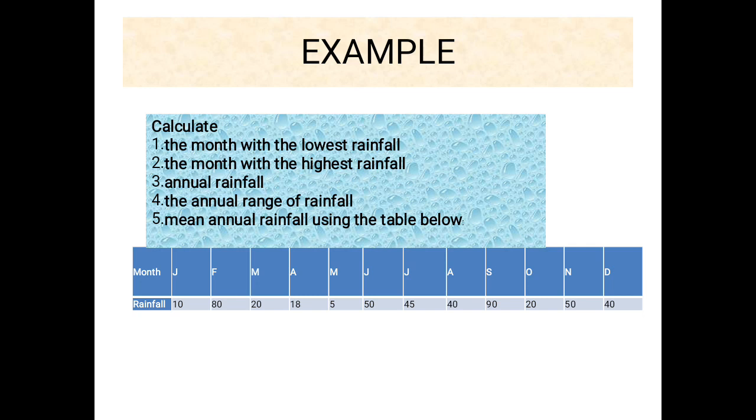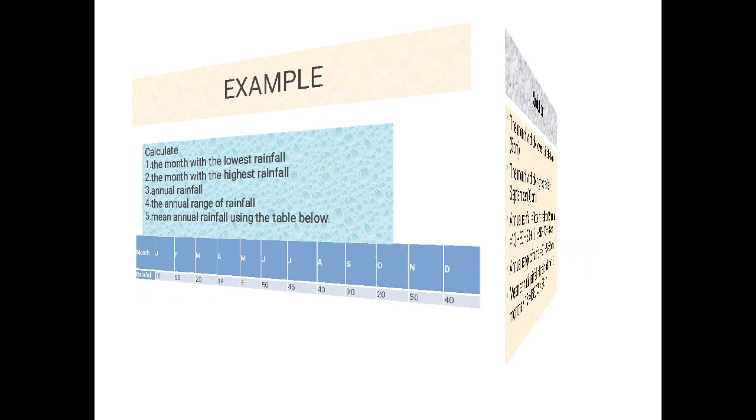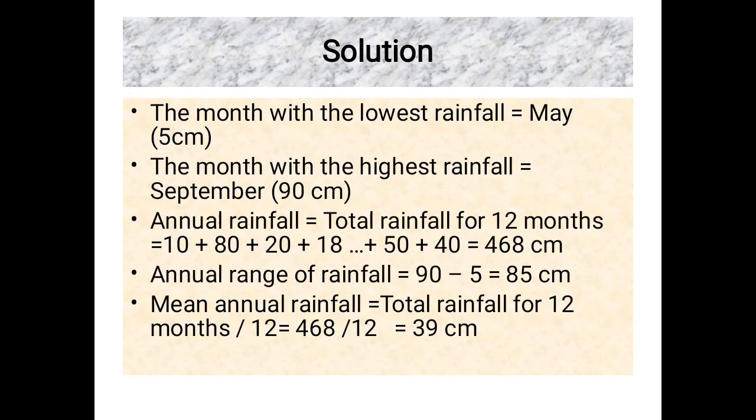You see January, February, March, April, May, June, July, August, September, October, November, and December in the column of months. The rainfall in January is 10, February 80, March 20, April 18, May 5, June 15, July 45, August 40, September 90, October 20, November 50, and December 40. Now, what is the solution?